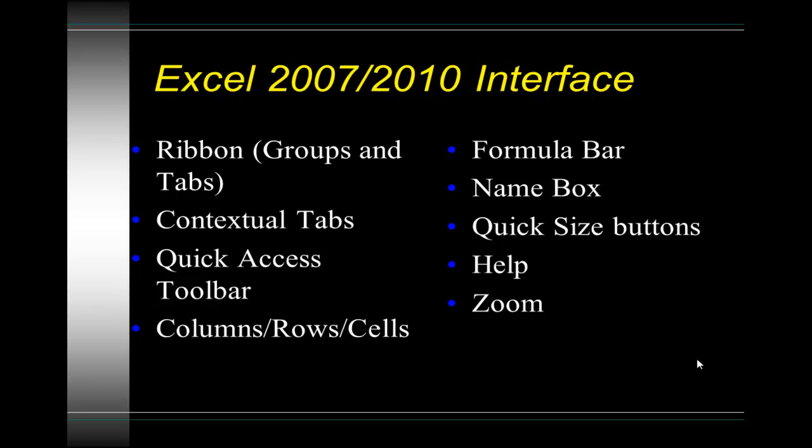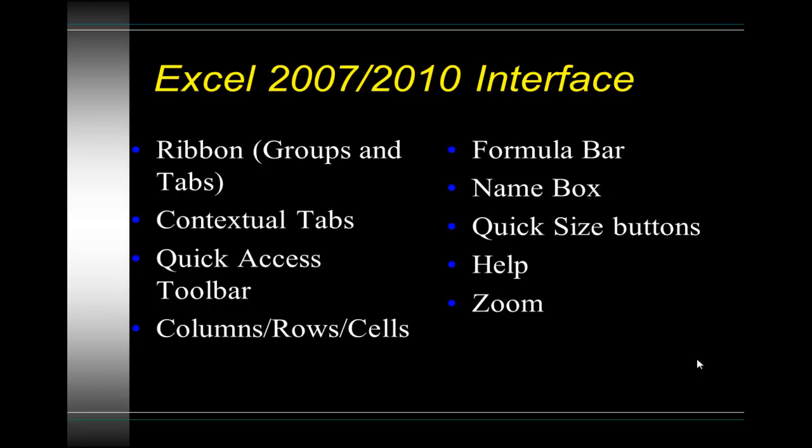We'll take a look at the ribbon, the groups and the tabs found on the ribbon, and then what happens when you have a particular object like a picture or a shape. A contextual tab that appears will allow you to make changes to that, so we'll look at that. We'll take a look at the quick access toolbar that you can customize to add buttons that you more frequently use. We'll look at modifying columns, rows, and cells, changing their widths and heights, moving them around, things like that.